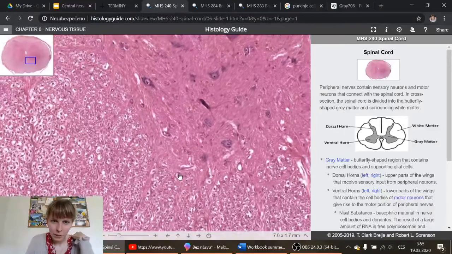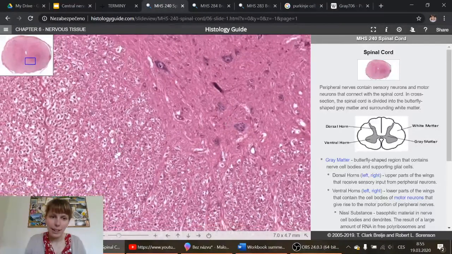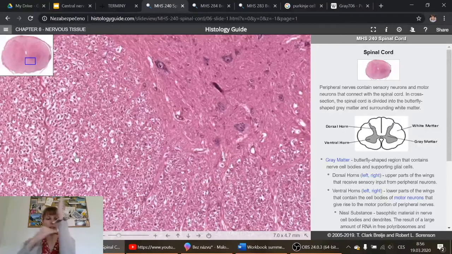So this is the border between the gray matter here and white matter here. So you can see straight away that it's pretty different. In the gray matter you see many cell nuclei and cell bodies of the bigger neurons. In the white matter you see a lot of little round shapes, and these are the myelinated axons. Because we cut across the spinal cord, we also cut across all the tracts of the axons going up and down. So the axons are also on cross section.